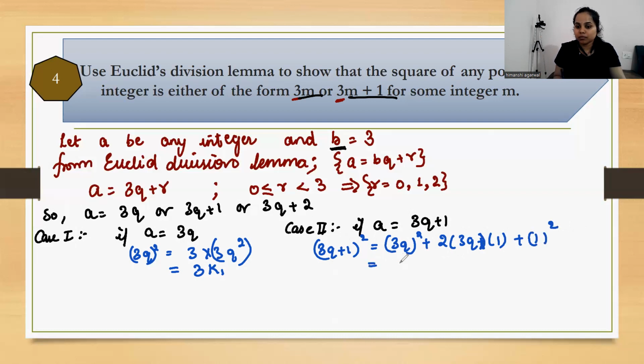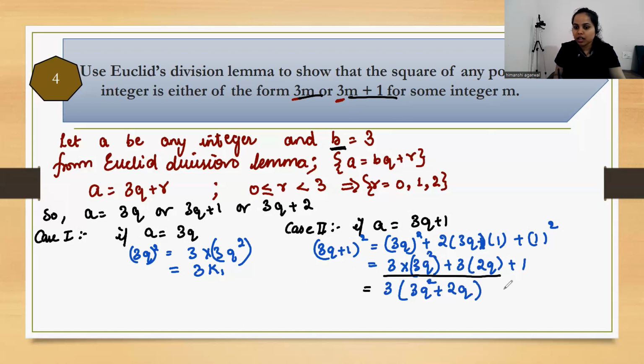3Q square कितना हो जाएगा? I am writing as 3 multiplied by 3Q. Why I am doing it? Because I want to take this 3 outside to make 3m form, right? Now it will be 3, मैं ऐसे रहने देती हूँ. यहाँ पे क्या बचेगा? 2 into Q with 2Q, यहाँ पे आएगा 1. इस सभी फैक्टर में से, इस वाले फैक्टर में से मैं क्या कॉमन ले सकती हूँ? 3 कॉमन ले सकती हूँ. So I can write it as 3 bracket 3Q square plus 2Q, right, and then plus 1.